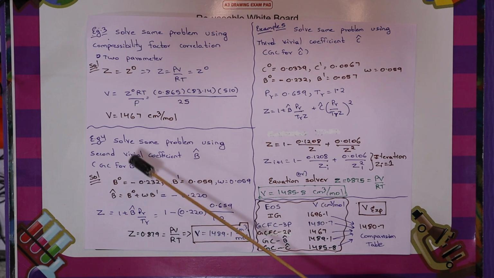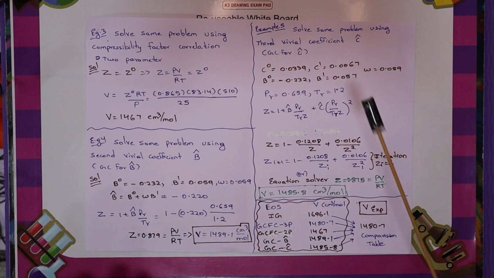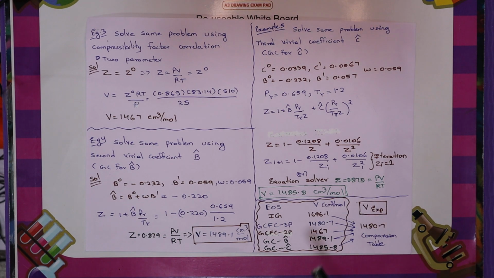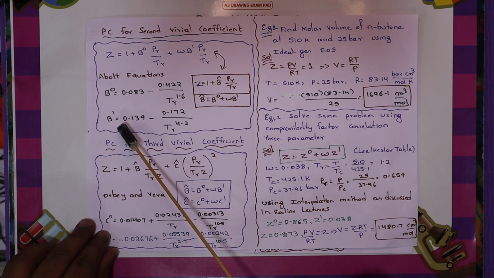Now, let us come to example 4, where we are discussing the Pitzer correlation for the second virial coefficient and the Pitzer correlation for the third virial coefficient. If you apply the method of Pitzer correlation for the second virial coefficient, first of all, you should estimate the value of B0 and B dash. So B0 and B dash can be estimated using the Abbott equations that are already given. These are the Abbott equations. B0 and B dash can be estimated.